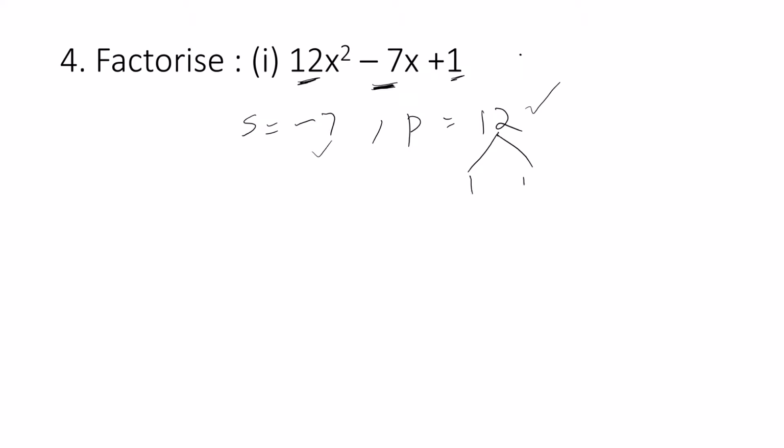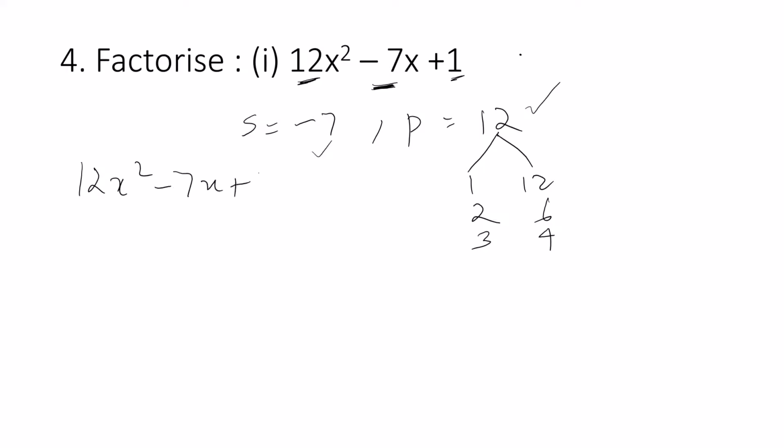So 1 and 12, the product will be 12 but the sum is not 7. So we can try 2 and 6. 2 and 6 also will give you 12 when you multiply, but the sum is not 7. So we can try the next combination, 3 and 4. 3 into 4 is 12 and 3 plus 4 is 7. So we will start the factorization.